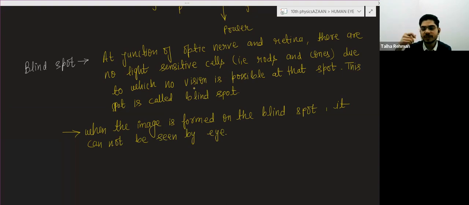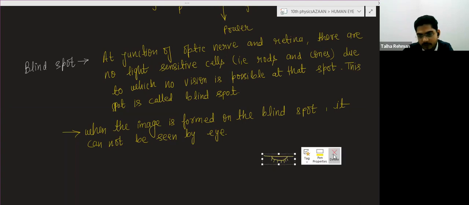Okay, there is one more thing: eyelid. These are the eyelids. Eyelids means you can say the shutter of the eye. Eyelids like this. This is the eye, suppose, and these are the eyelids.